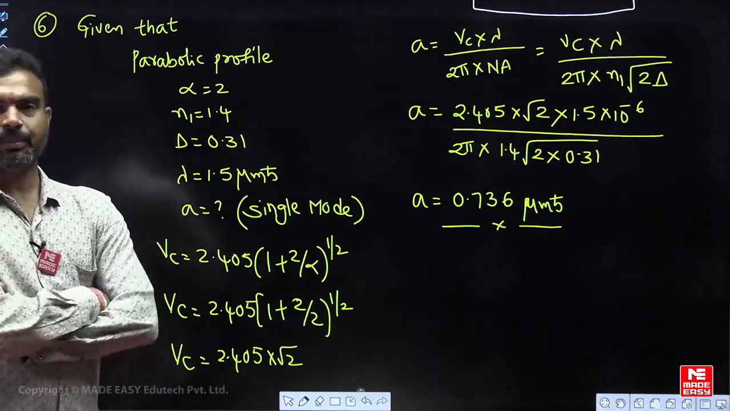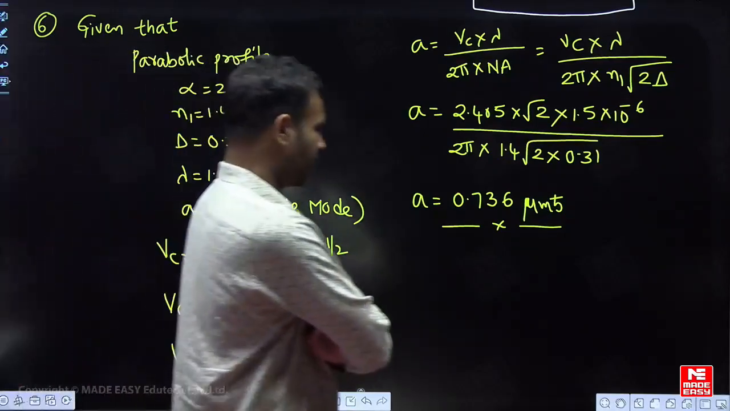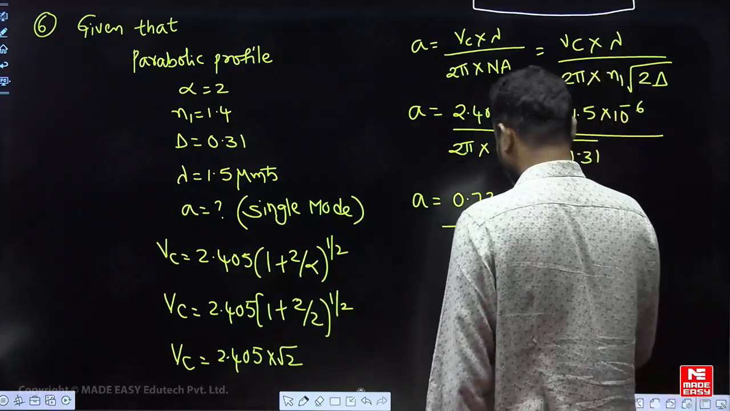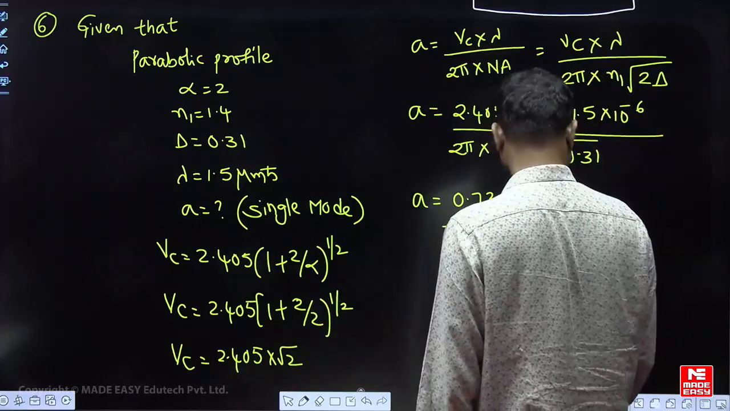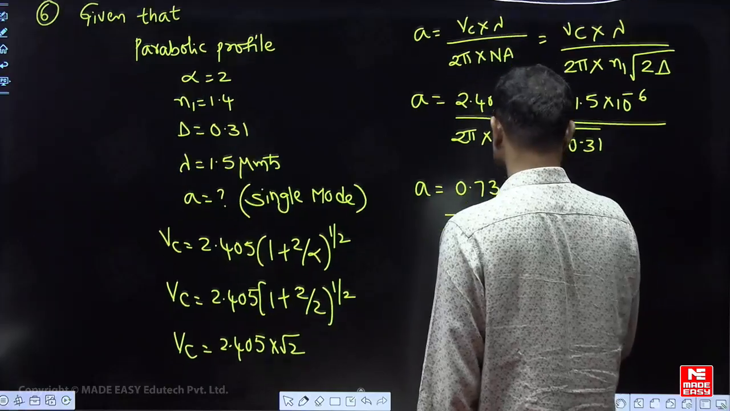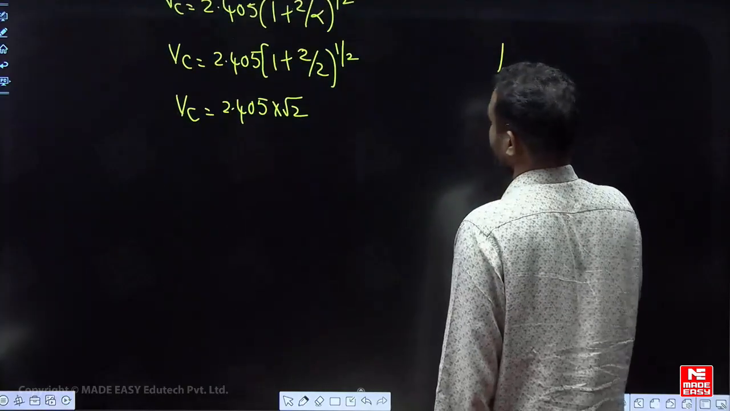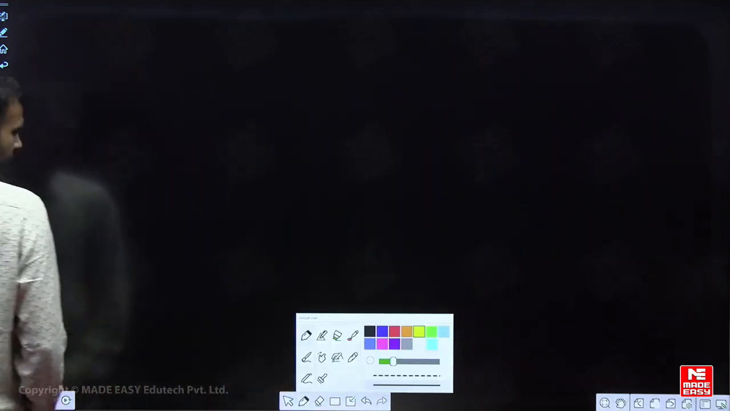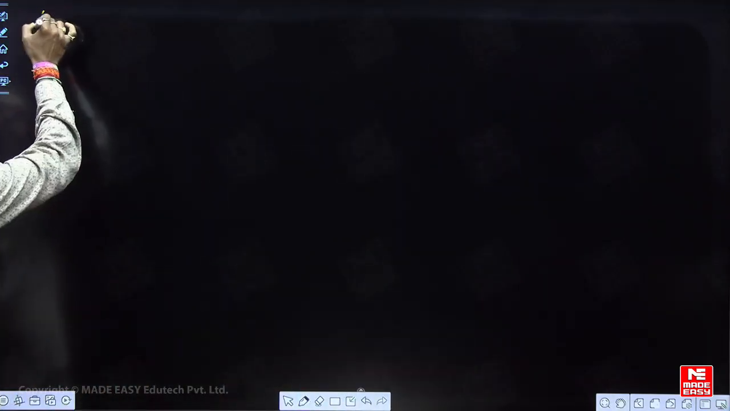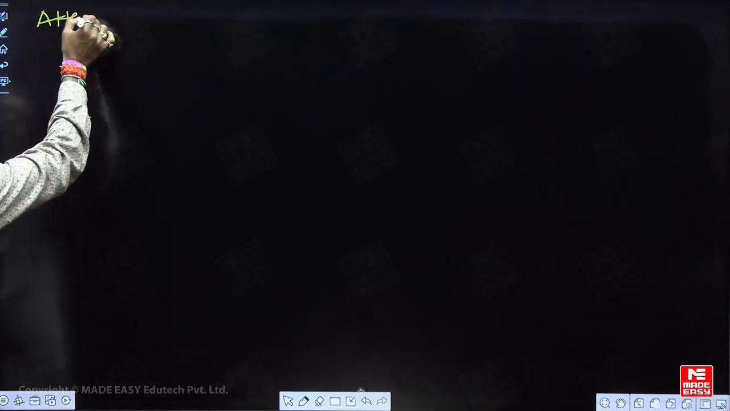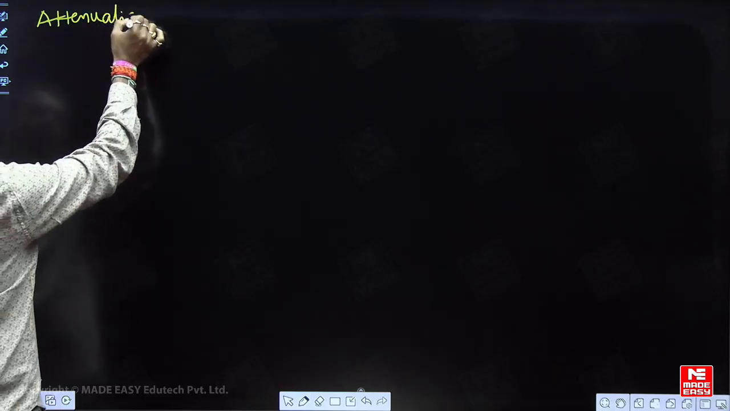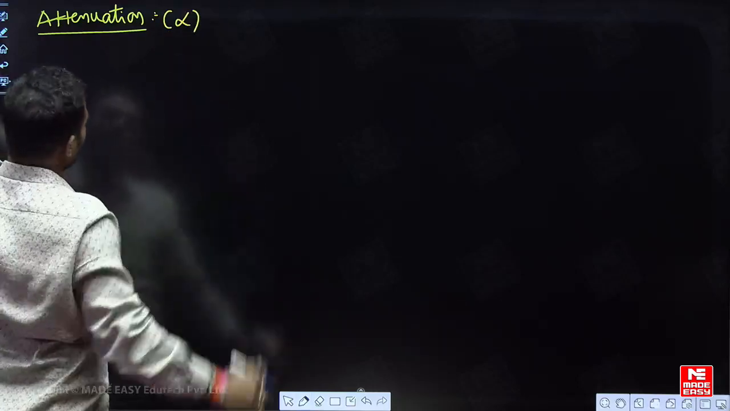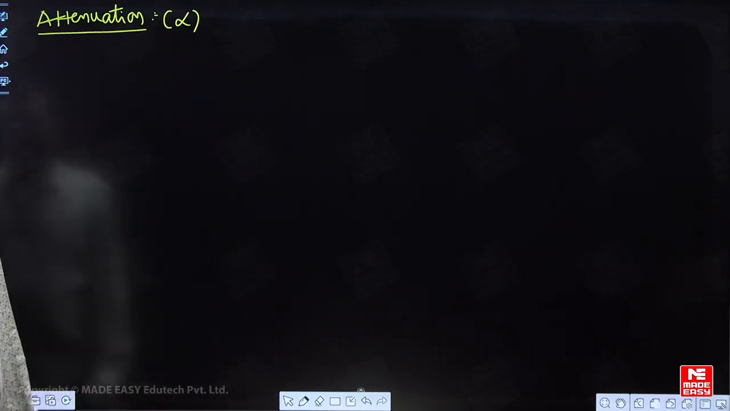As per the syllabus, we completed the 3 parts, and now we are going for the next one, which is called attenuation. The next topic is called attenuation. Attenuation is denoted by alpha.